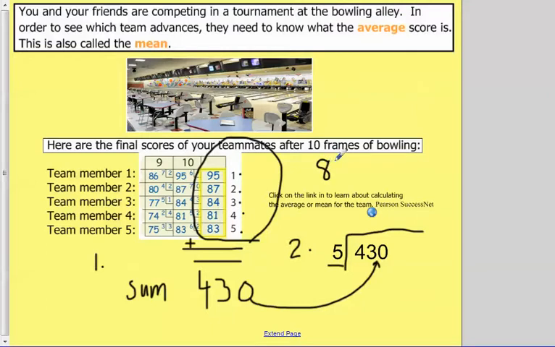It's always going to be in the middle. I have an 81 and I have a 95. The average score, when I blend them all together, is 86. Let's try another one.